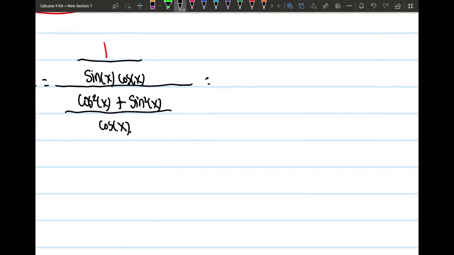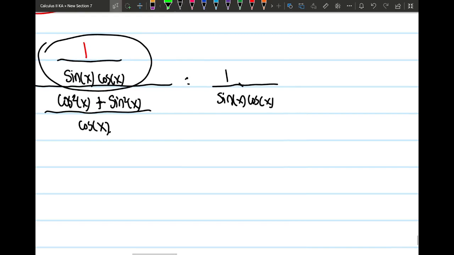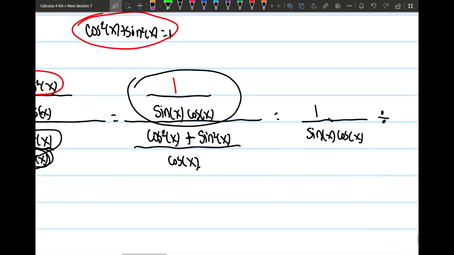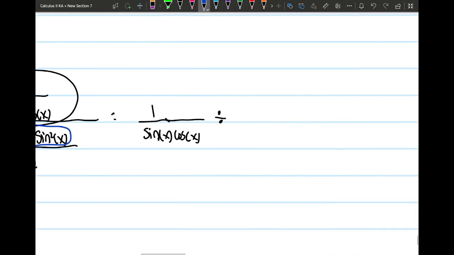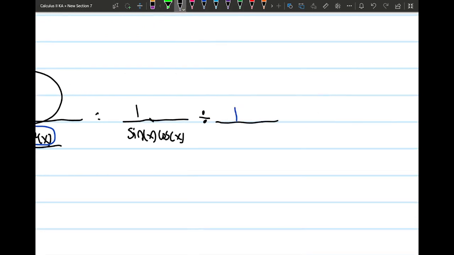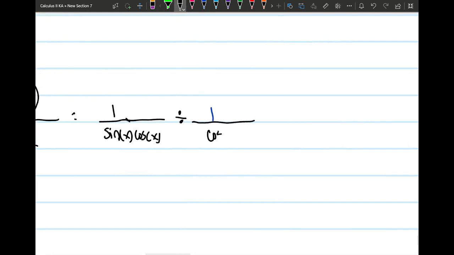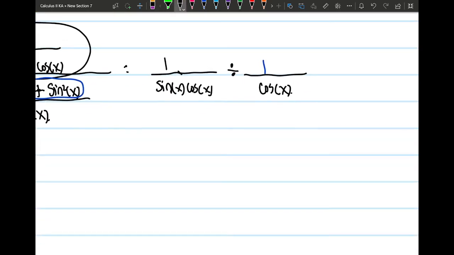So then finally, we're going to go ahead and put these as a division of two fractions. The top part here, that's what I'm going to put on the left, and then this whole thing is divided by, and like I said, cosine squared x plus sine squared x is 1. So we're going to put 1 for this part. So it's going to be divided by 1 over cosine x. And then lastly, what we always do is we keep the first part, and then times, flip this over. So it's going to be times cosine x over 1.